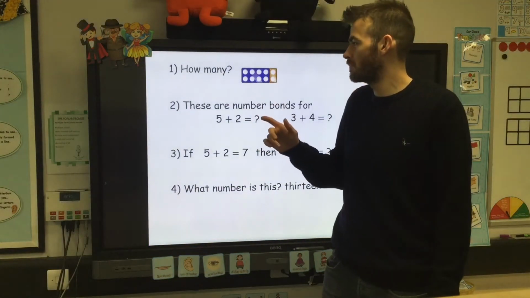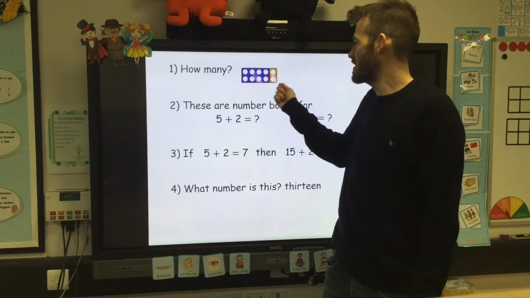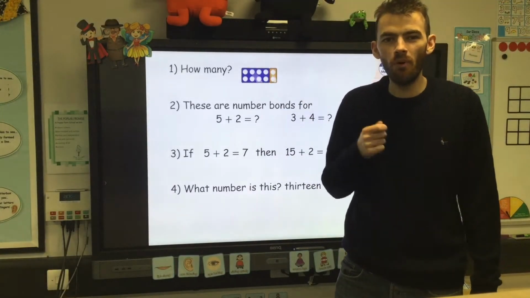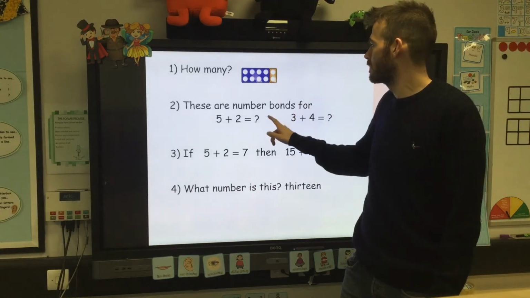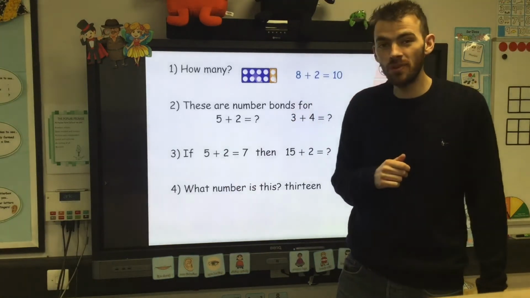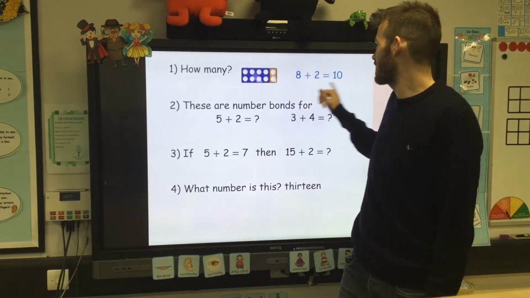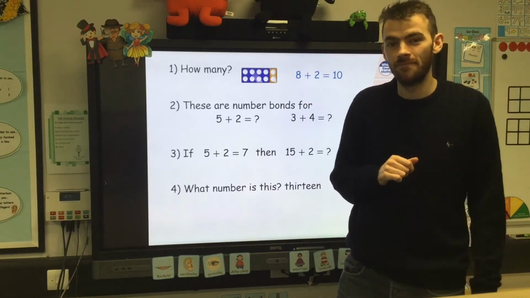So question 1. How many can you see made out of the Numicon? Pause the video and have a think. We have 8 plus 2 equals 10. This is a number bond to 10.